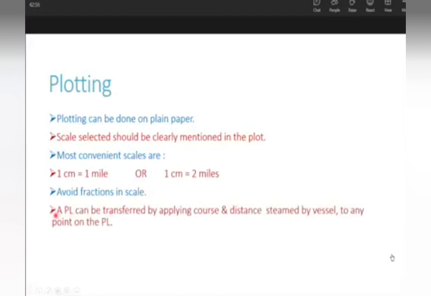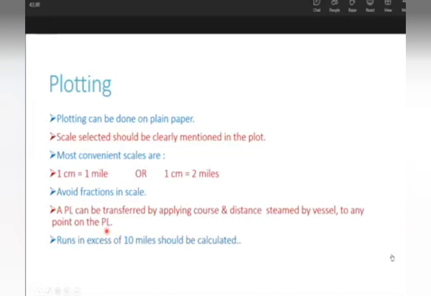Now in staggered plotting questions, we need to transfer a position line. Now the position line can be transferred using two different methods. Either the PL can be transferred by applying the course and the distance steamed by the vessel to any point on the position line. The first method is you can straight away apply the course and distance on the position line, any point on the PL. You reach a new point and you draw a line parallel to the initial PL and the PL is transferred. Now the second method is using calculation.